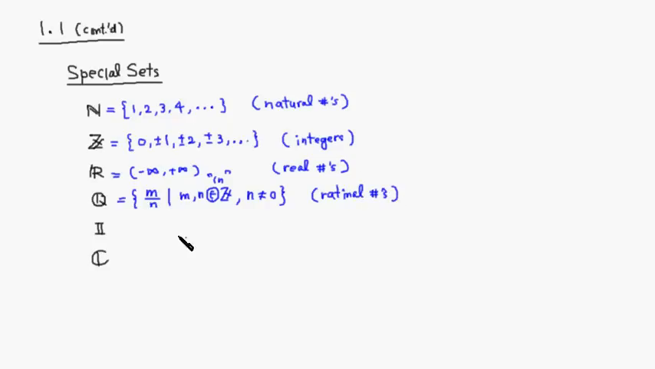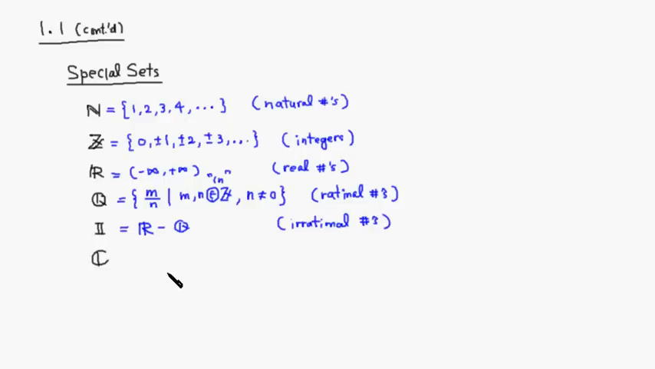Then I is used for the set of all irrational numbers. Any real number that's not a rational number is called irrational. So a good notation would be the set of real numbers, but we take away the rational numbers. So that will be irrational numbers.